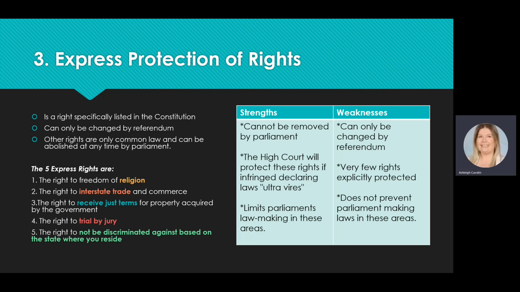What are the weaknesses? Well, the weakness is that these rights can only be changed by referendum, and there aren't very many of them, and they're not necessarily the rights that you or I would probably put first on the list of rights we would like protected. Now, it also doesn't stop Parliament from making laws in these areas and infringing on our rights. They could really pass whatever they would like, and then it's up to us to challenge it in the High Court. So it is a little bit of a challenging system there.